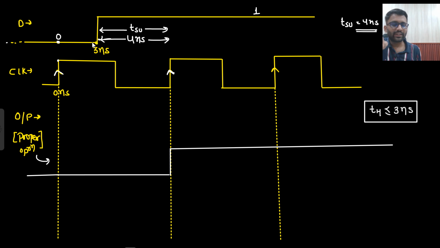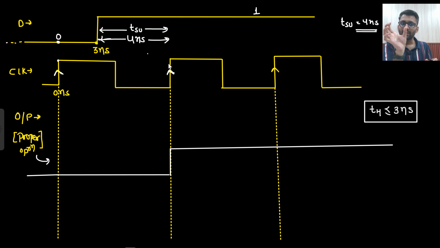Now this input knows that I will change, but input also knows that the clock edge will come, and it knows the demand of the clock edge. The clock edge will say that you should be stable for the given setup time. So it knows the clock edge will arrive after some time, but I should be stable at least for 4 nanosecond. So from here, I am staying stable for 4 nanosecond, and here the clock edge is arriving.